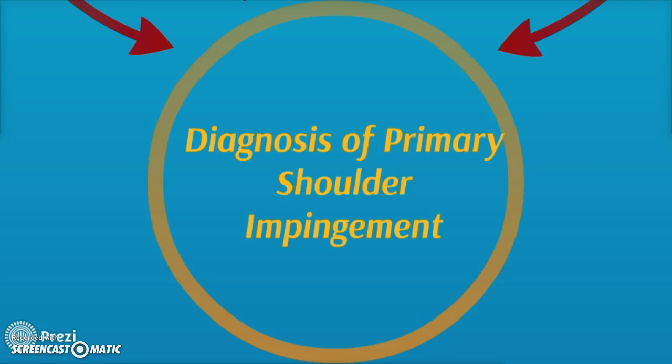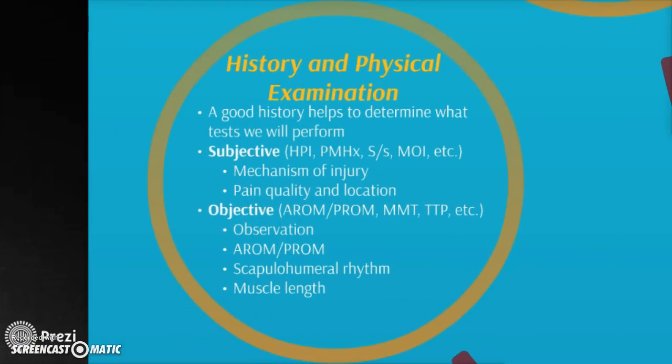We're now going to take a look at the diagnosis of primary shoulder impingement. Just like any other clinical condition, you first want to take a good history and physical examination. This history will help you determine what special tests you'll later perform. For the physical examination, you're going to objectively collect data, just like any other condition, such as active range of motion, passive range of motion, muscle strength, etc.